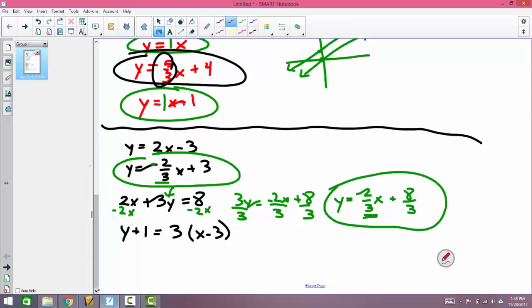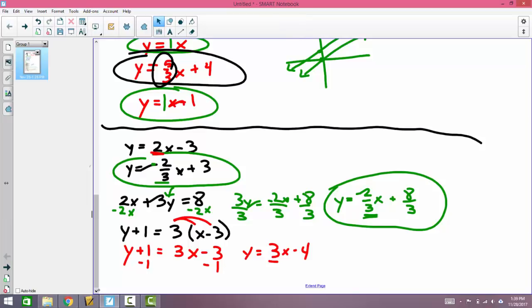Now on the very last one, to get the y equals mx plus b form to be able to compare it, you would need to distribute. And then you would need to get the y alone. So subtract 1 from both sides. So y equals 3x minus 4. This is not parallel to anything. So this is a slope of 2, and this is a slope of 3. So we only have one side of parallelism there.